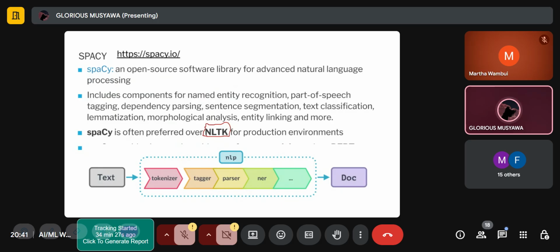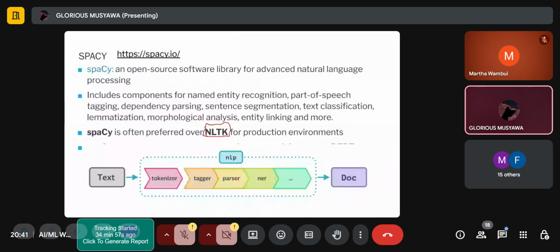Yeah, so we have Spacy. It's an open source software library for advanced natural language processing. It includes components for named entity recognition, part of speech tagging, the ones that we were talking about, dependency parsing, sentence segmentation, text classification, lemmatization, morphological analysis, entity linking, and more. So it has a lot when it comes to NLP. And it's often preferred over Natural Language Toolkit.